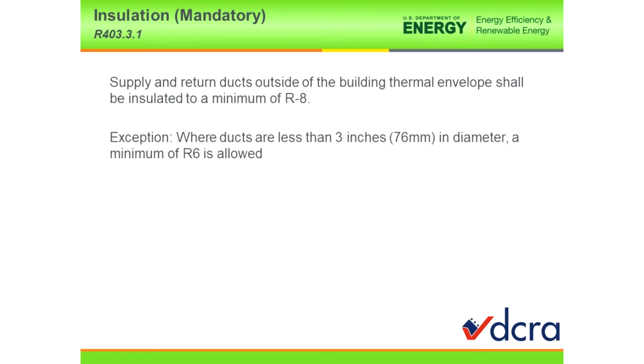All right, where's the supply? Okay, here's the other mandatory thing about supply and return ducts outside the building. Thermal envelope shall be insulated to R8. Exception: where ducts are less than 3 inches in diameter, a minimum R6 is required. Okay, so we know where the thermal envelopes are at, right? They are in your attics if your attic is unconditioned, or in your crawl space if the crawl space is unconditioned. So in either of those cases, if those spaces are unconditioned, then we expect to see that your supply and return ducts are insulated, okay?